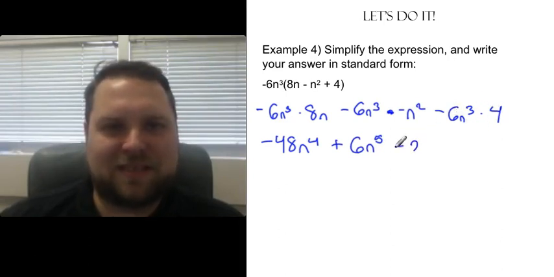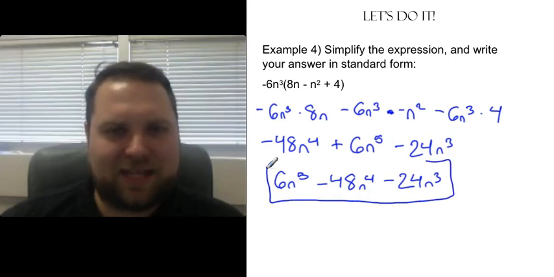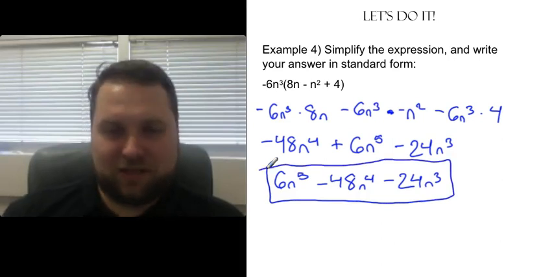Negative 6 times 4 is negative 24 into the 3rd. I do need to write these in standard form, so I'm going to move this quintic term, the one that is of degree 5, out to the front, and then my 4th degree term, and finally my 3rd degree term, and there's my answer. Hopefully by this point you're getting bored out of your mind.